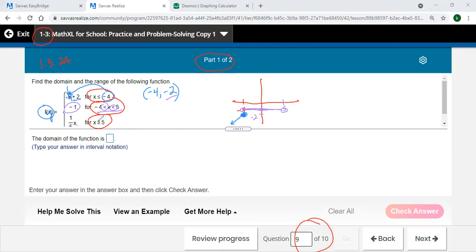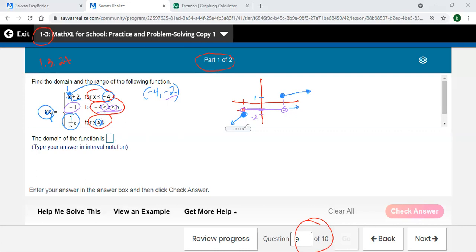And then the last one, 1/5 X from the 5 and to the right. To the right of the 5, if you put a 5 in here, 1/5 times 5 would be 1. So that would be up here at +1. And it does have an equal to, so it's filled in. And a 1/5 slope here, that's kind of flat. So it's still going up, but it's flatter. So my graph kind of looks like that, a piecewise function.